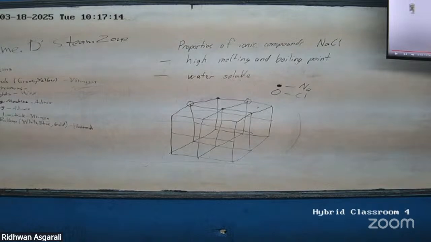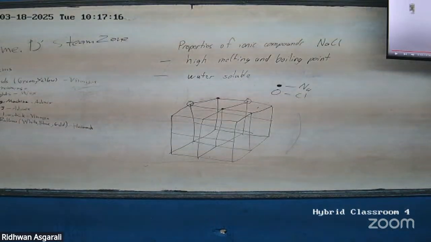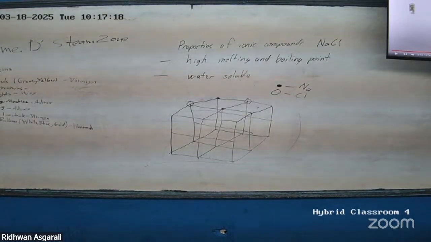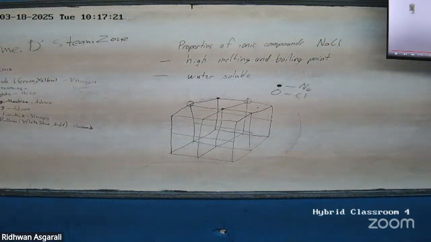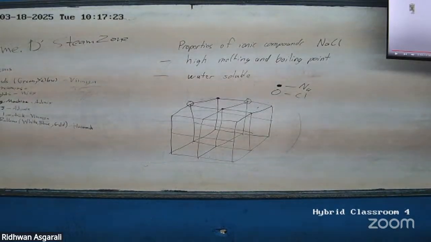Right, so in the corner, there's sodium chloride. Again, part of it. And sodium can only be bonded to chlorine, and chlorine can only be bonded to sodium. They can't be bonded together.